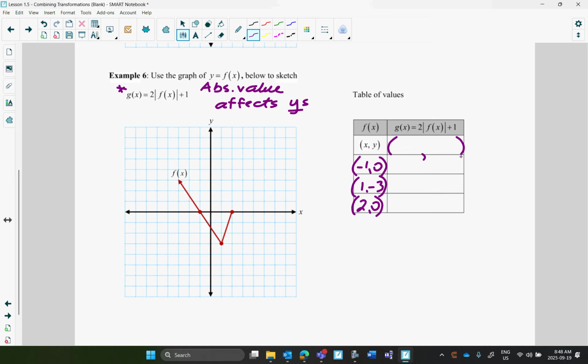Anything happening inside the function? Nope. Which means no change here. That means everything's going to affect the y's. And what's going to affect the y's? Well, we're going to take the absolute value of them. And then we're going to multiply them each by 2. And then we're going to add 1.